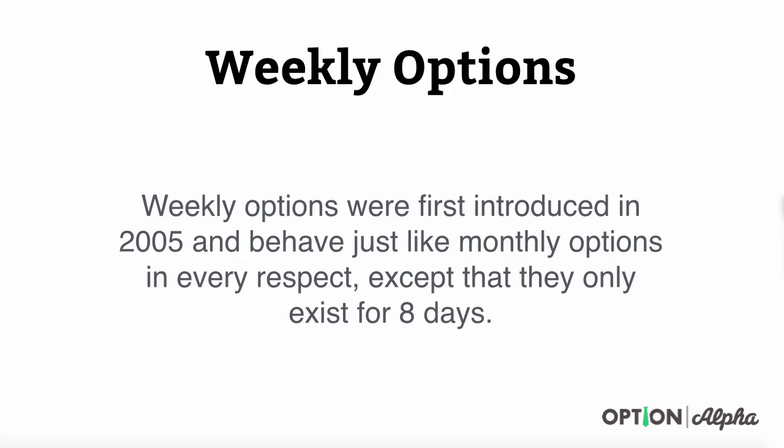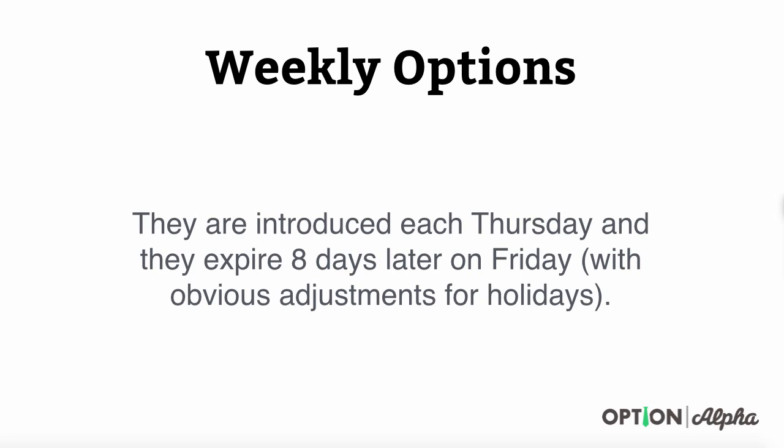They were first introduced in 2005, so they haven't been around all that long, and most people still don't know that they exist. But they behave just like most of the monthly options in pretty much every aspect, except of course that they only exist for 8 days, and hence that's where they get their weekly feature. They are introduced each Thursday into the market, and then they expire 8 days later on Friday. So they're not really just one 7-day contract. They're introduced on the Thursday before, and then they expire that next Friday.